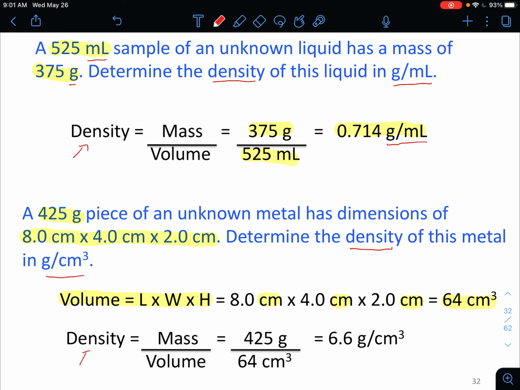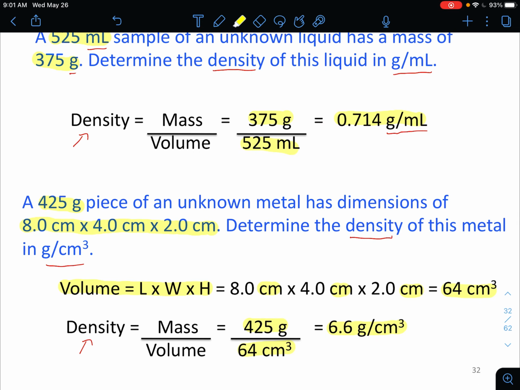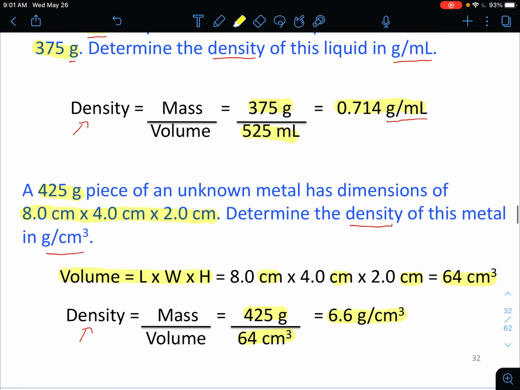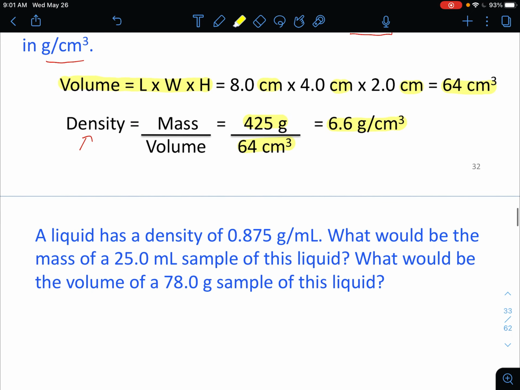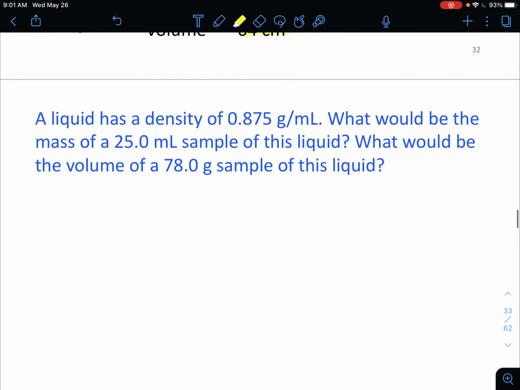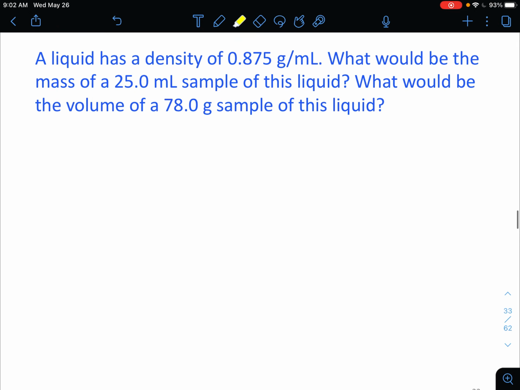Same plan here, right? We know density is mass over volume. We've got both of those values, mass and volume, so we plug them in and divide, and it tells us that the density of this particular solid is 6.6 grams per centimeter cubed. Those are some examples to start with, and then I have a couple problems for you to work on. Same story: if you just want to keep going with the video, that's fine. If you want to pause me and work it out yourself and then check along with me, that's fine too.